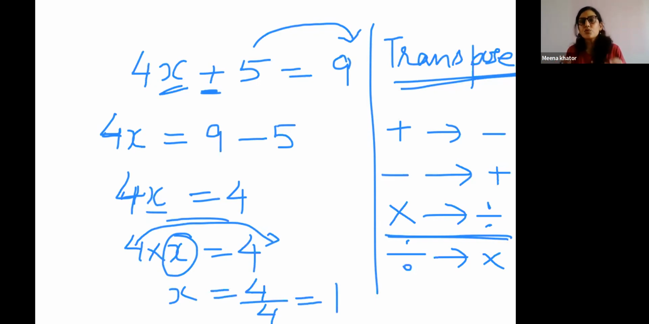Children, I know you know how to solve, but there are certain things which I'm revising here, how to transpose. And these are the rules which we are following. Any doubt here, anyone in transposing? Clear to everyone?